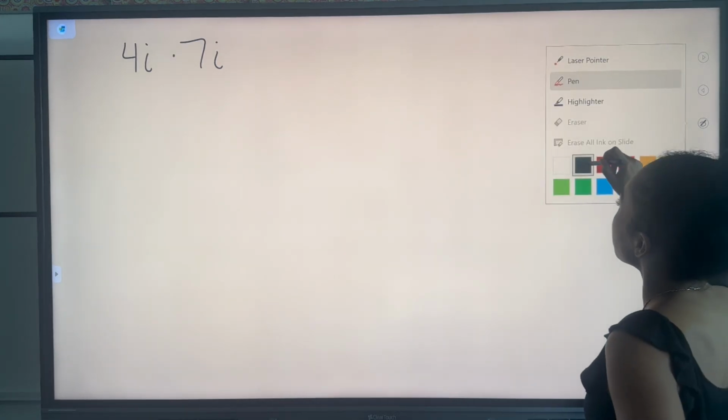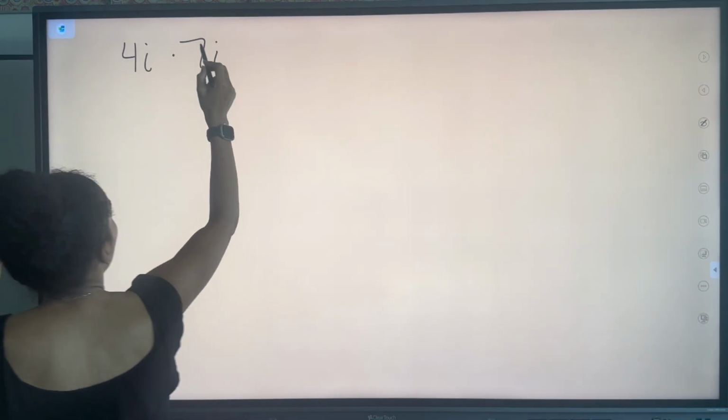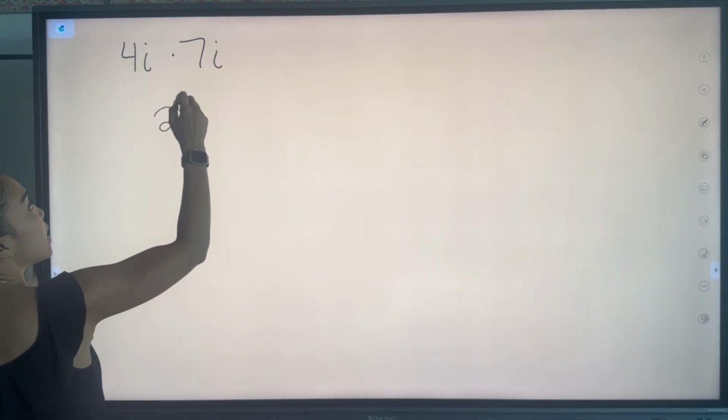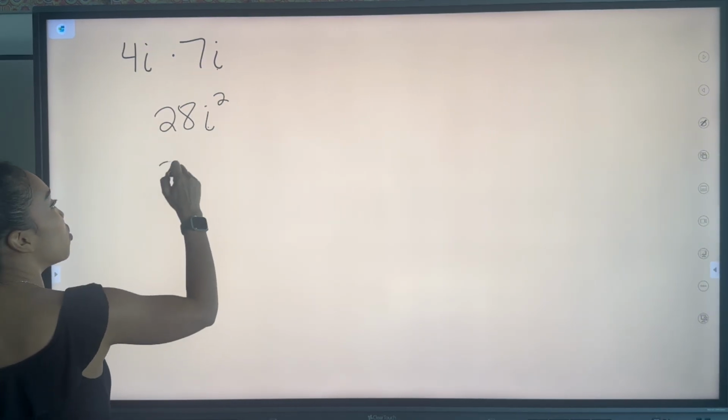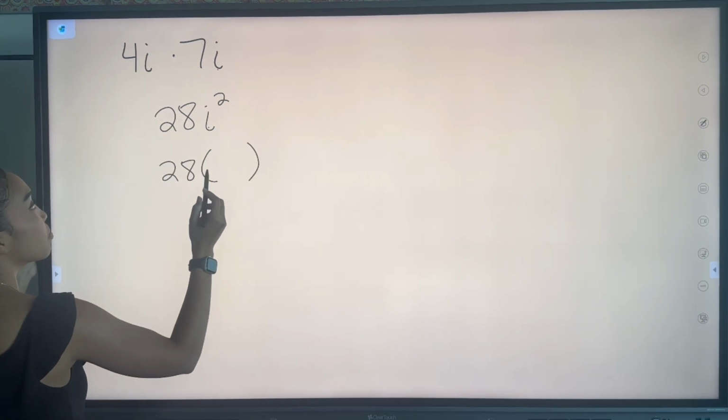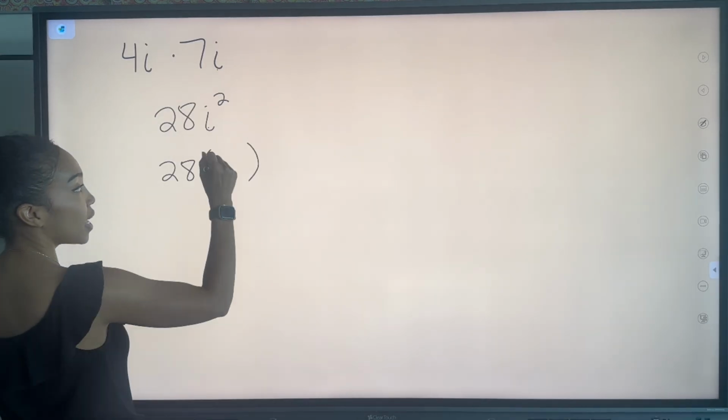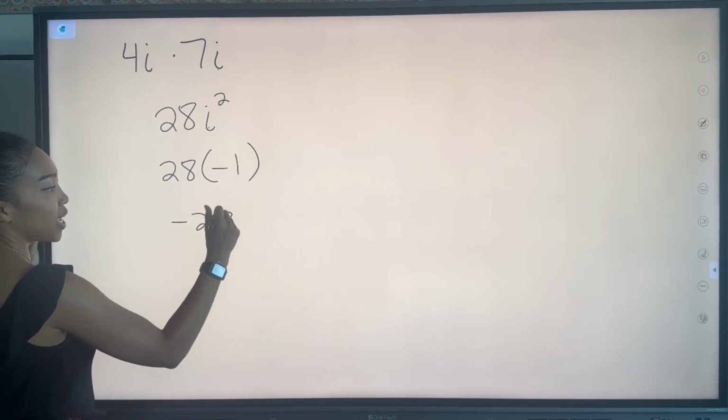Okay, now we're gonna multiply. 4i times 7i is 28i squared, because there's 2 i's, so that's I squared. What is I squared? -1, so your answer is -28. Yep.